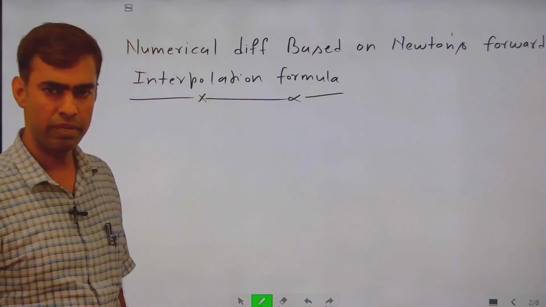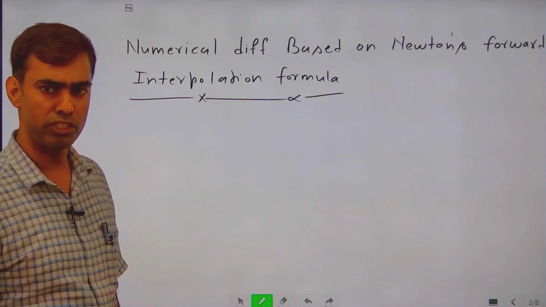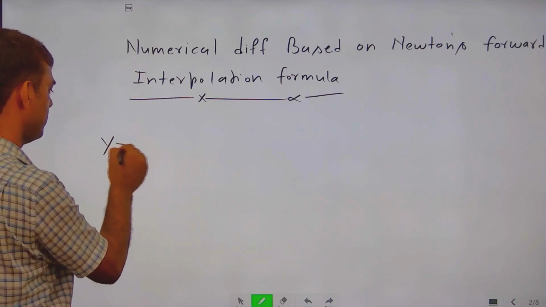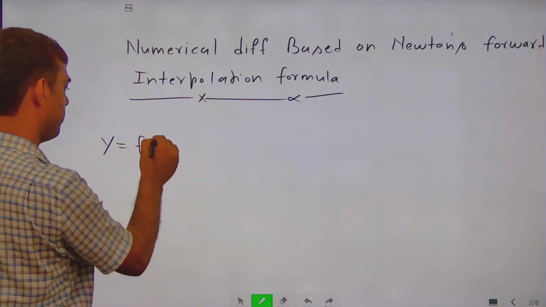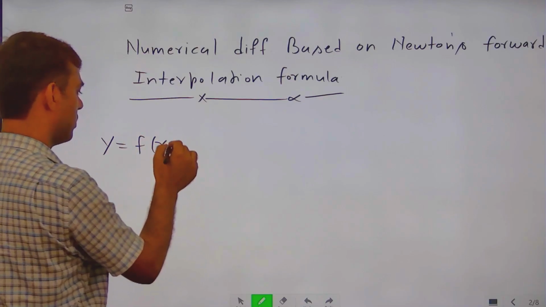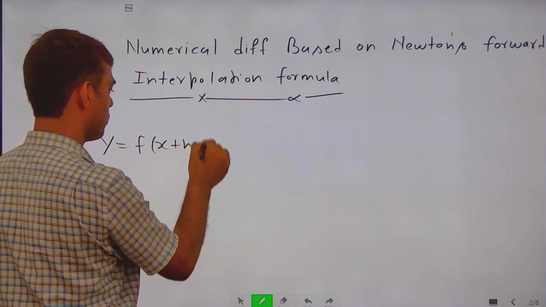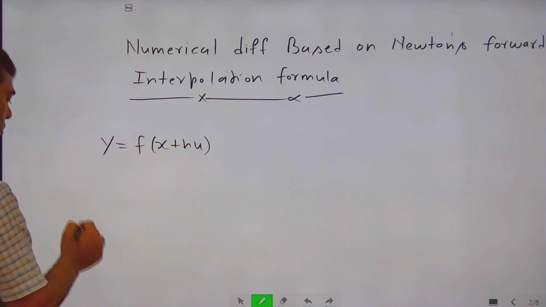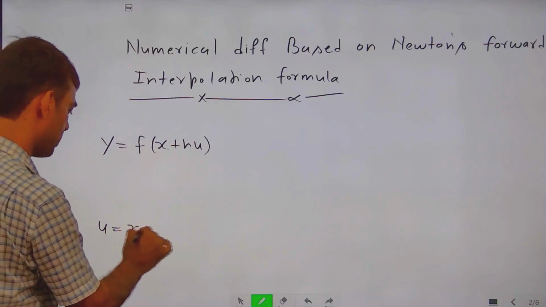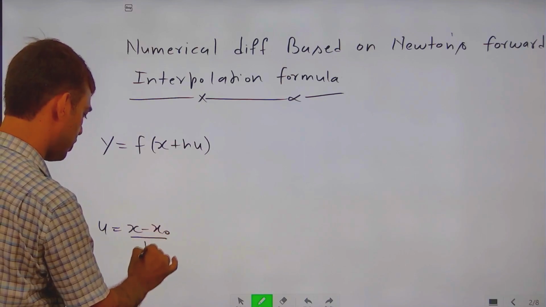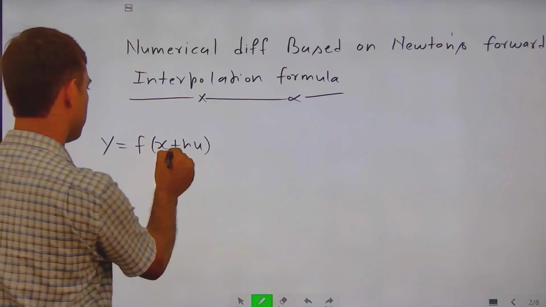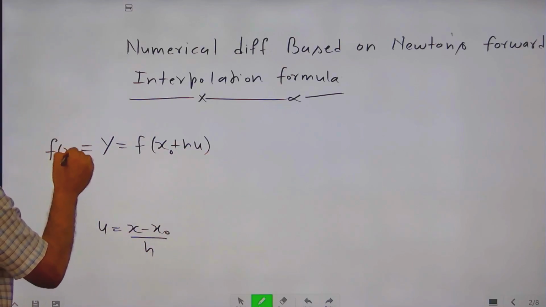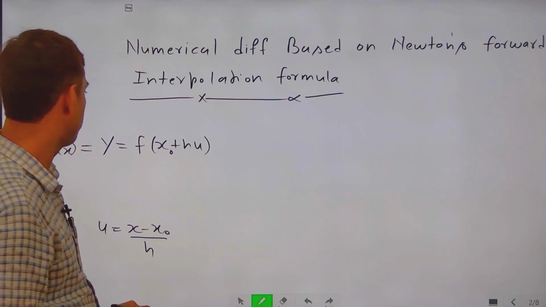So, as we know, what is the forward interpolation formula? Y equals f of x0 plus hu, because u equals x minus x0 upon h. So this is x0 plus hu. You may also write this as f(x) equals y equals f of x0 plus hu.